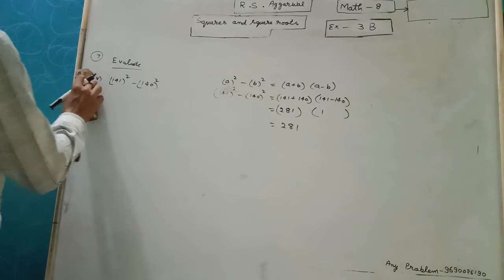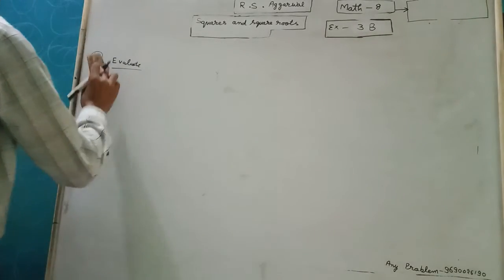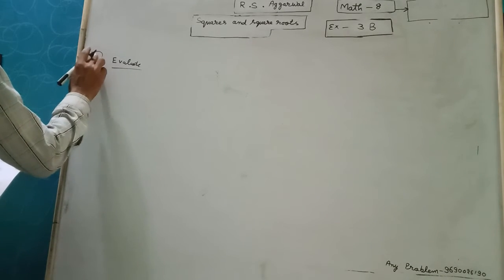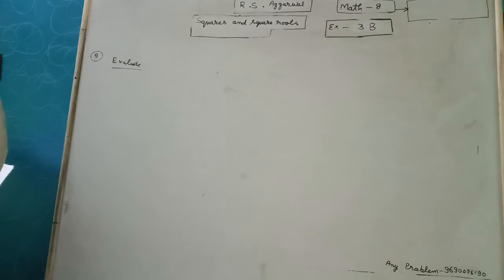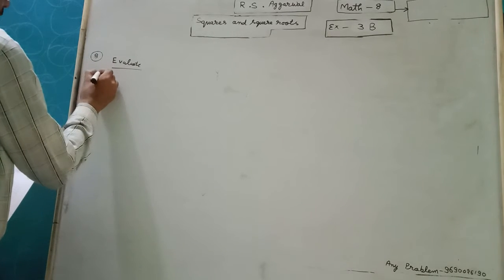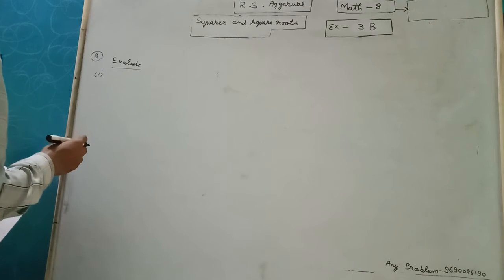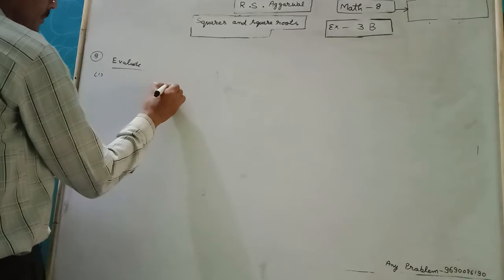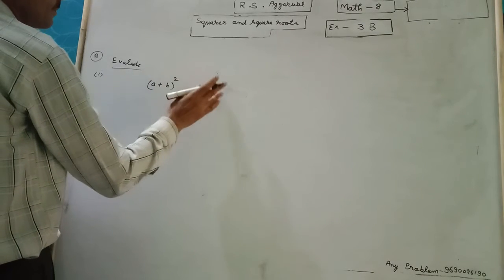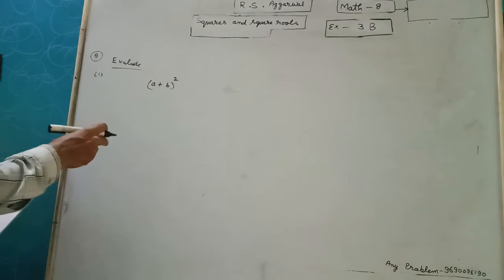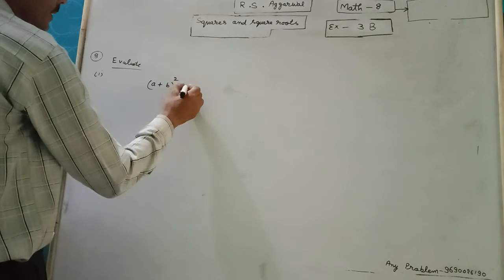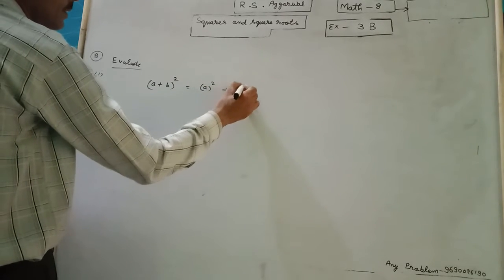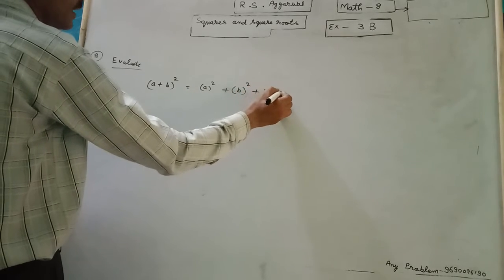Eighth question is given the formula. Question number 8, first part is: formula is a plus b whole square. Write this as a square plus b square plus 2 into a into b.